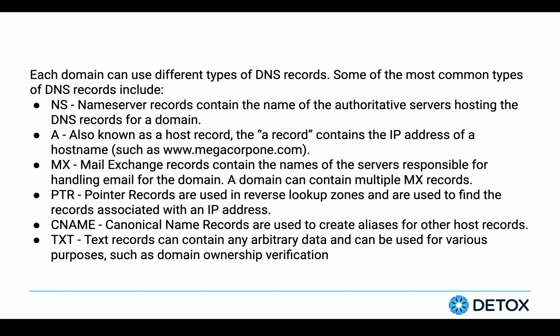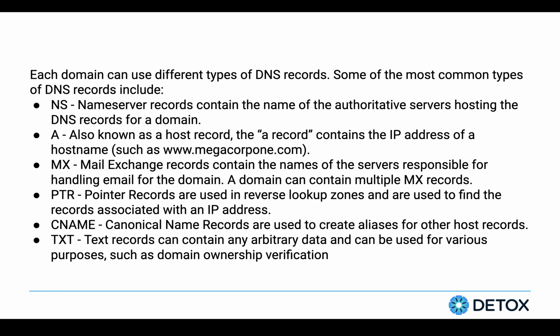PTR, also known as pointer records, are used in reverse lookup zones and are used to find the records associated with an IP address. CNAME, aka canonical name records, are used to create an alias for other host records. TXT, text records, can contain any arbitrary data and can be used for various purposes such as domain ownership verification. Due to the wealth of information contained within the DNS, it is often a lucrative target for active information gathering.